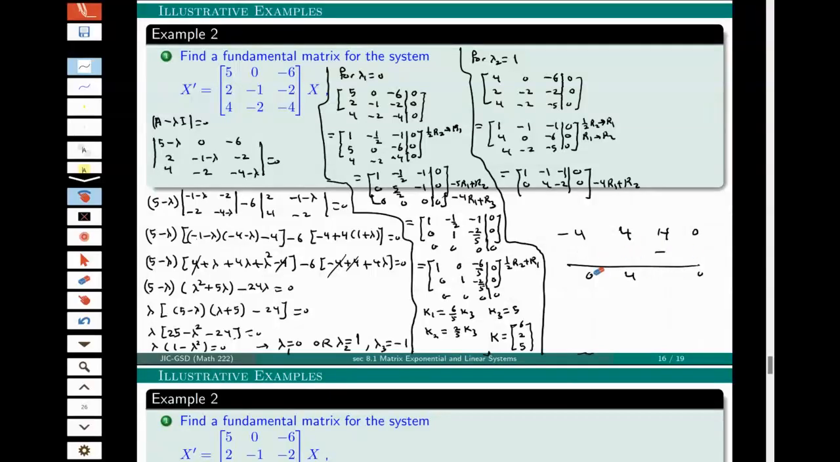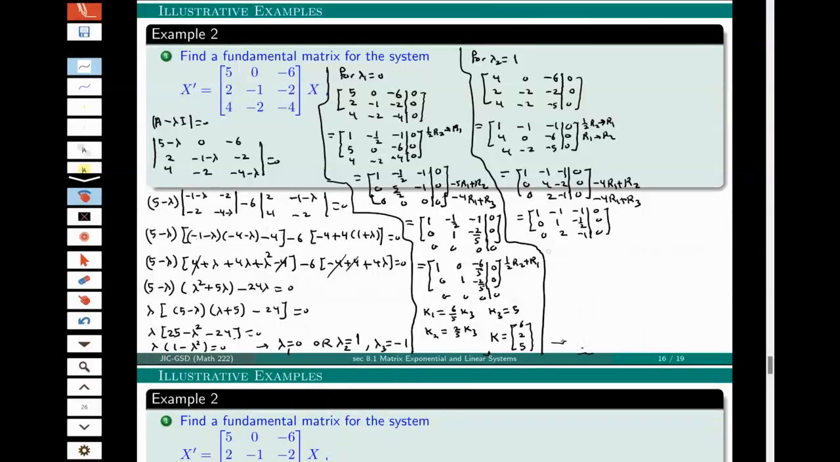We do the same thing here, minus 4 row 1 plus row 3, which is 4, minus 2, minus 5, 0. We'll get here 0, 2, minus 1, 0. Now we can prepare another pivot, divide the second row by 4. You will get 0, 1, minus half, 0, and that is 0, 2, minus 1, 0.